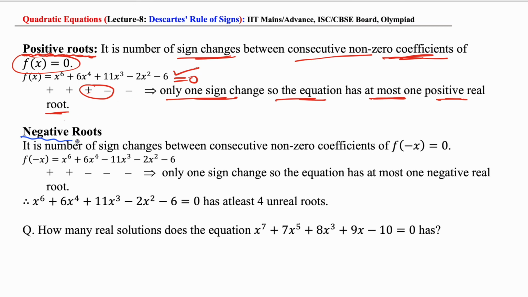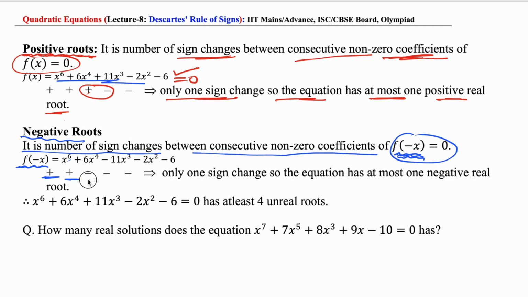Now negative real roots. It is the number of sign changes between the consecutive non-zero coefficients of f(-x). It should be noted here, f(-x). So first we write f(-x). We change the sign here. So this becomes like this. So what will be the signs of the coefficients? Like this. There is only one sign change here also. The equation has at most one negative real root. So this equation has at least 4 unreal roots.